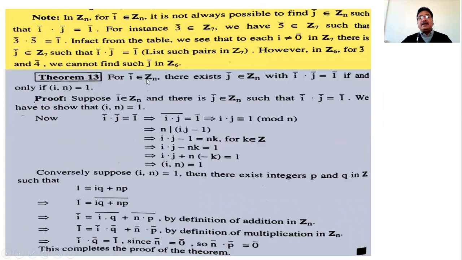For I bar in Zn, there exists J bar in Zn such that I bar times J bar is 1 bar, meaning J bar becomes the inverse of I bar. When I bar times J bar is 1 bar, the inverse of I bar is equal to J bar if and only if the greatest common divisor of I and N is 1.